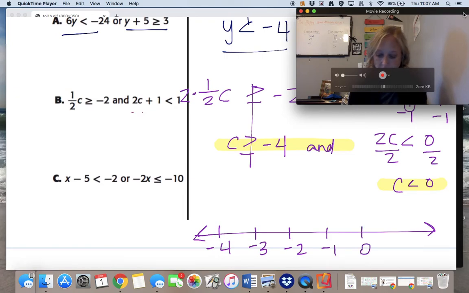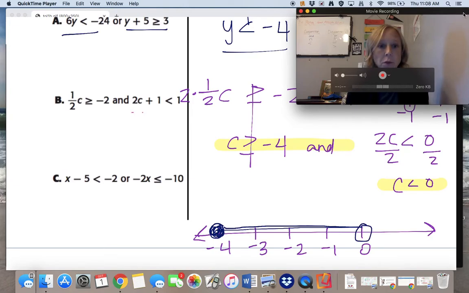Draw my circles on -4. Looks like -4 I need to color in because it has the equal to part. Keep 0 open. Numbers greater than -4 are to the right. Numbers less than 0 are to the left. So now I have my conjunction graph.